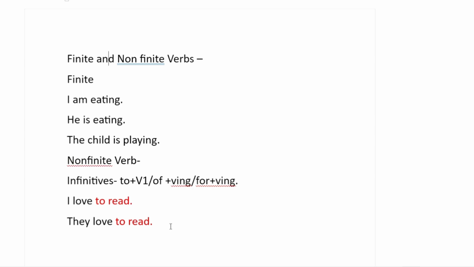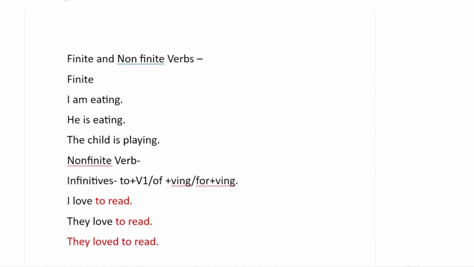Now let's try changing the tense. This sentence is in present tense. Suppose I change it to past. They loved to read. Again, to read is the same. So to read is non-finite, and under non-finite it is an infinitive. But we can see that in these sentences there is one verb which is changing. What is that? Love. In present tense it was love. In past tense it became loved. So love is a finite verb. Love is finite and to read is non-finite in this sentence.